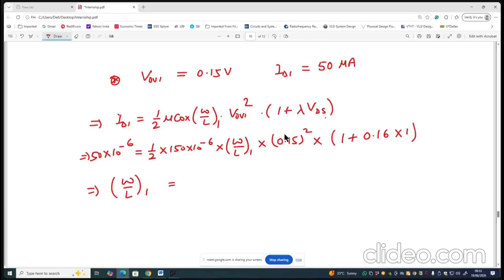What is the value of W upon L1? Do the calculation. I'm also doing the calculation. You also do it and tell me the value.